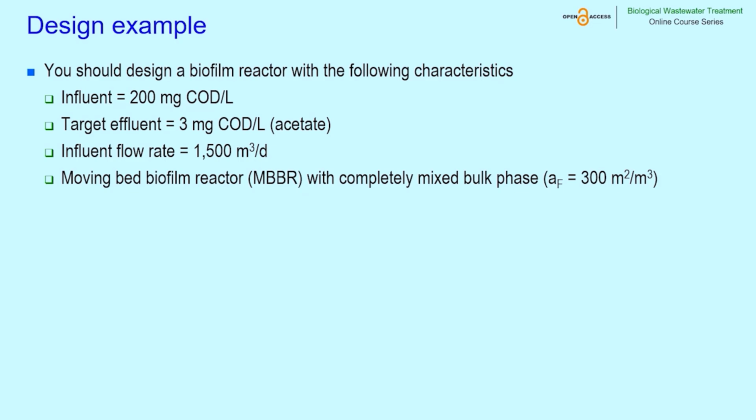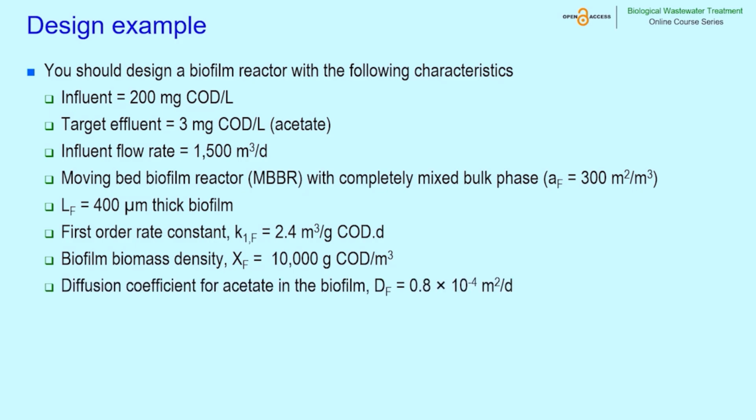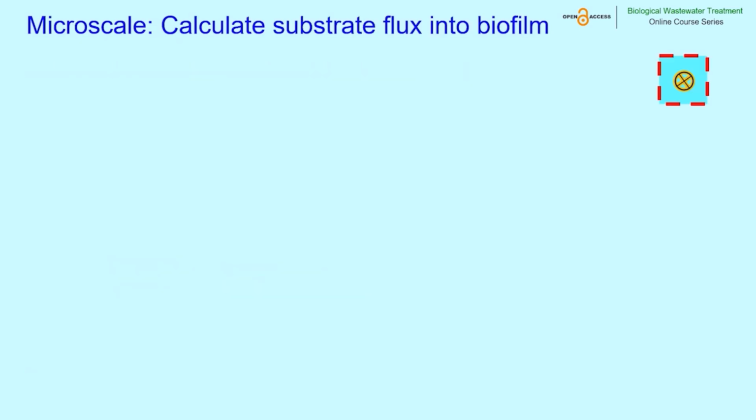And we assume typical kinetic and biofilm parameters as summarized in example 17.1 in our textbook. 400 micrometers thick biofilm, first order rate constant of 2.4 cubic meters per gram COD and day, biofilm biomass density of 10,000 grams COD per cubic meters. Finally, also the diffusion coefficient of acetate in the biofilm. With this information, we should now be able to design a biofilm reactor based on microbial kinetics.